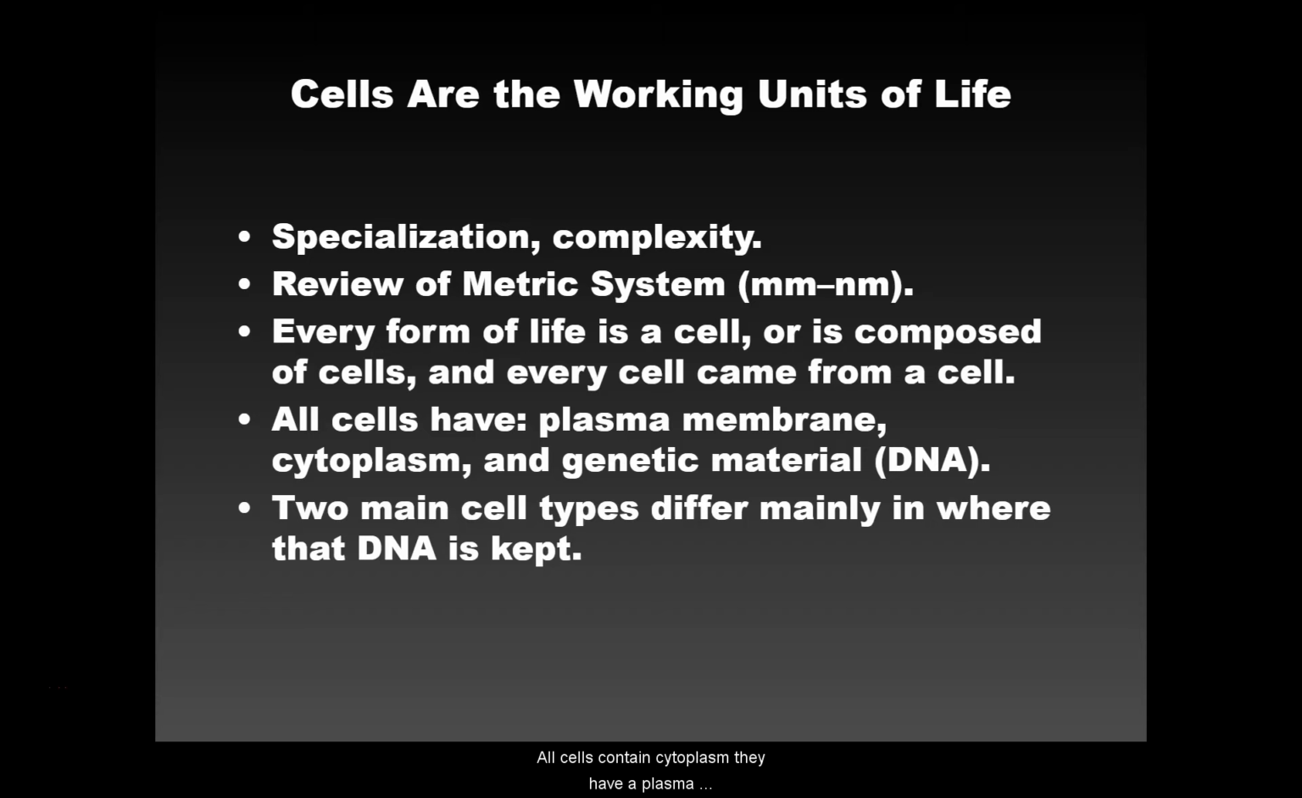All cells contain cytoplasm. They have a plasma membrane, and they have genetic material. Okay. And maybe you've seen in the book the term cytosol, and we're going to talk about cytosol versus cytoplasm later on. There are two main types of cells, and they mostly differ in where the DNA is kept. They also differ in that one of them contains organelles and one of them does not, and we'll talk about that later on.